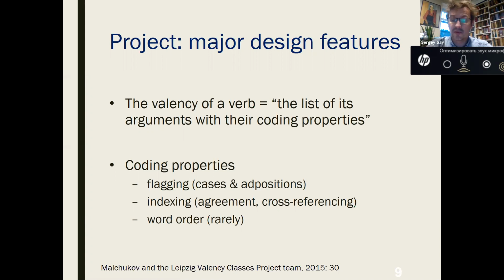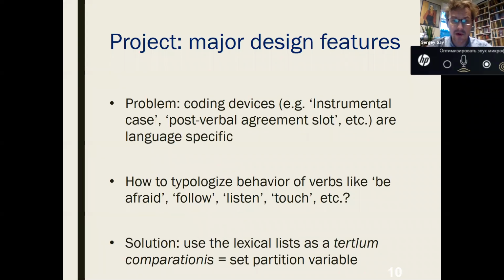And as in most other studies, coding properties are understood to encompass flagging, such as cases and adpositions, indexing, including agreement affixes, and sometimes word order. So the biggest problem, the biggest challenge in the cross-linguistic study of valency classes is that there is no evident a priori tertium comparationis for the exploration of these valency classes.